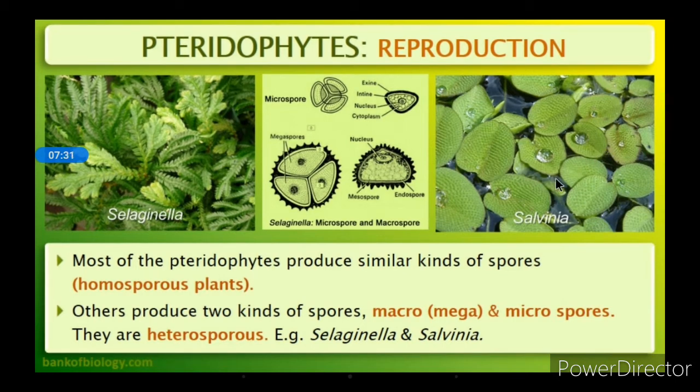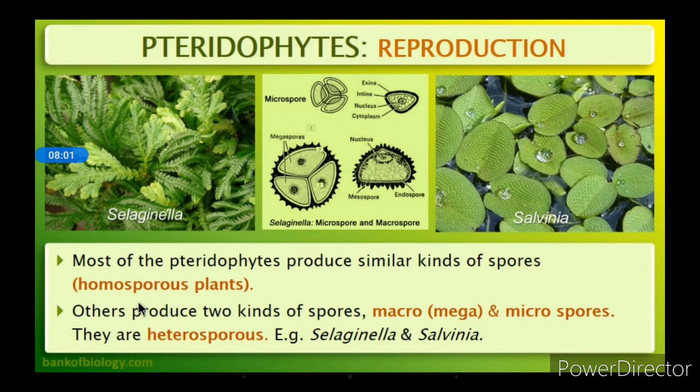And based on the size of spores, what they release. They release spores from the sporangium, right? So based on the size of the spores, it has been divided into two types of plants, homosporous plants and heterosporous plants. So what is a homosporous plant? The pteridophytes produce similar kinds of spores, the same kind of spores. If they are releasing them, they are known as homosporous.